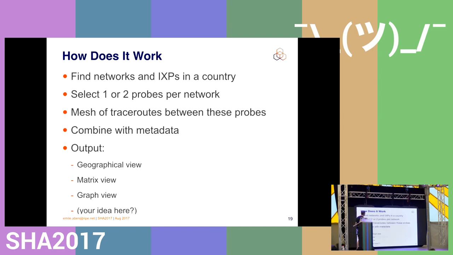So digging into the details, you find the networks and IXPs in a country, and you select one or two probes per network. We have networks like Deutsche Telekom, which we have 300 or 400 probes in, so you don't want all of these probes measuring to all the other probes. You just select one or two to get a representative sampling. And then you do the mesh between these, so all the probes measure towards one, and then next, all to one, until you have a total mesh.